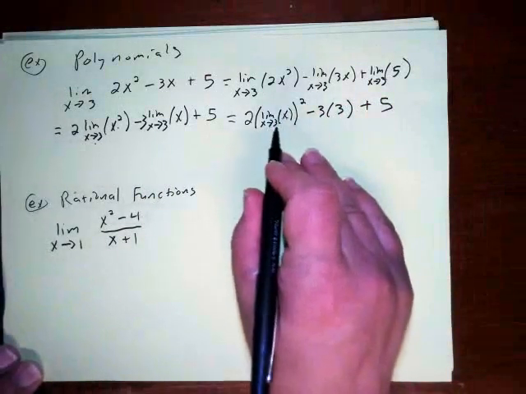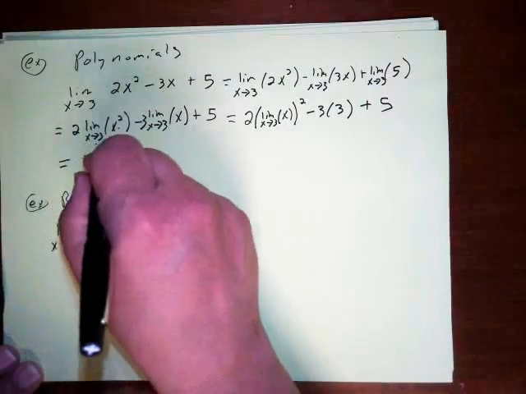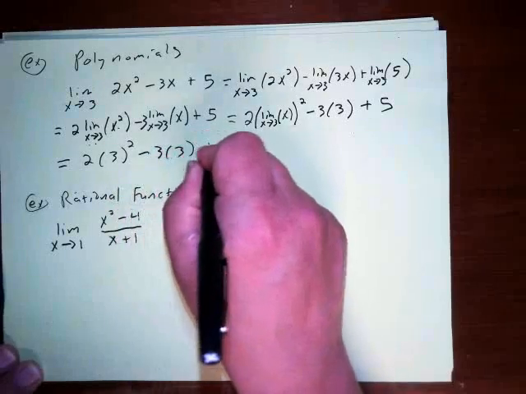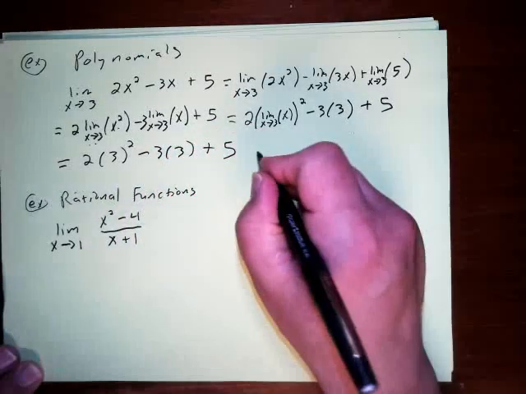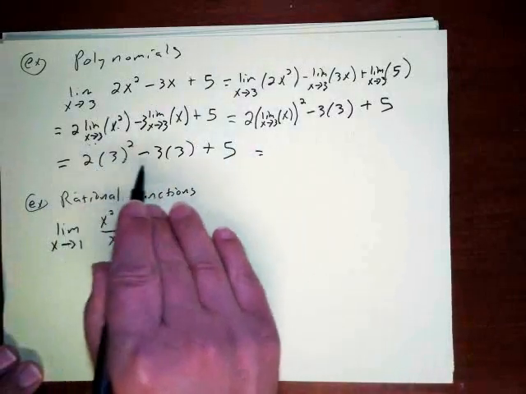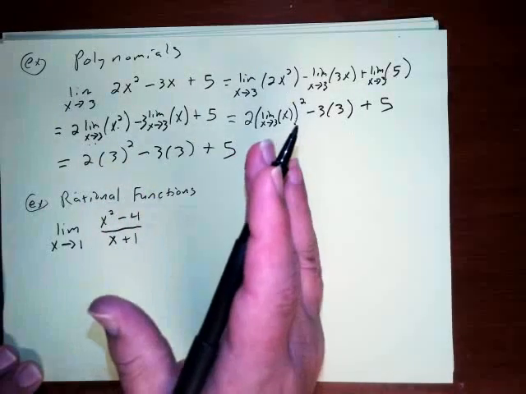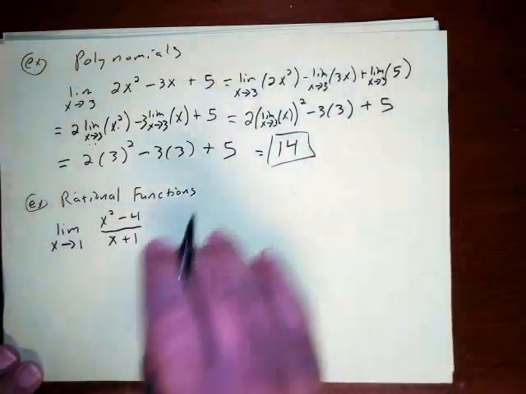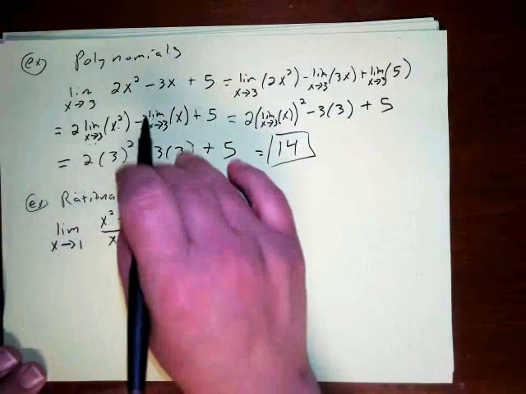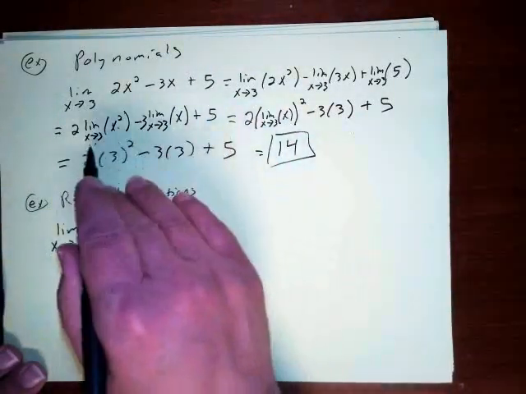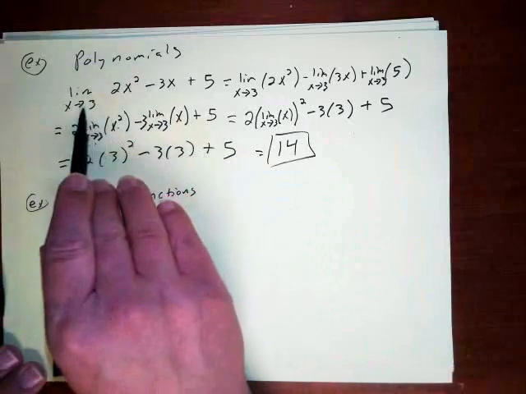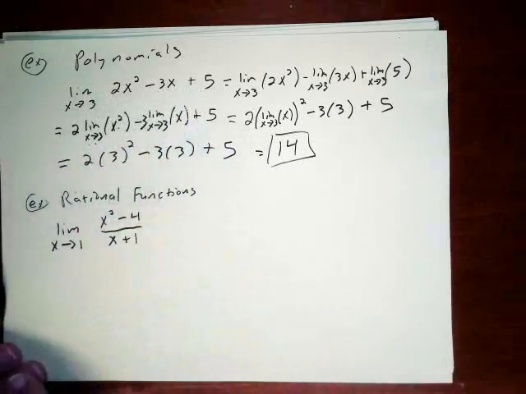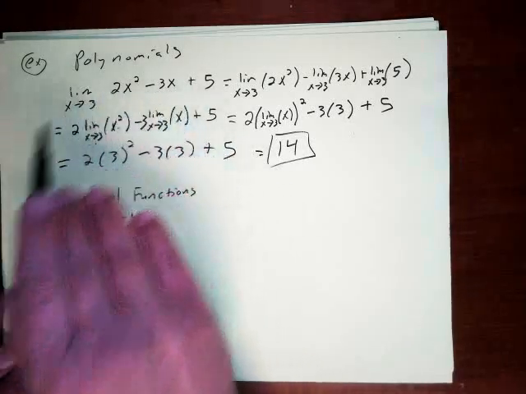And now this is just the identity rule, so I could rewrite this as 2 times 3 squared minus 3 times 3 plus 5, and then I can calculate this. So this is 9, 18 minus 9 would be 9, plus 5. This is 14. And that would be the limit. But again, notice this is the logic here, but this last step reveals that what I ended up doing was putting 3 into my polynomial. And so really I'm just evaluating this at 3.